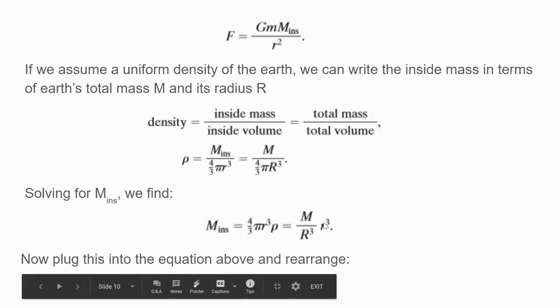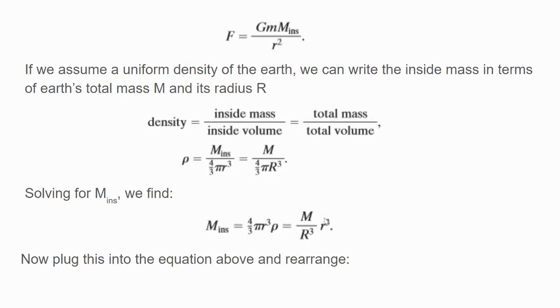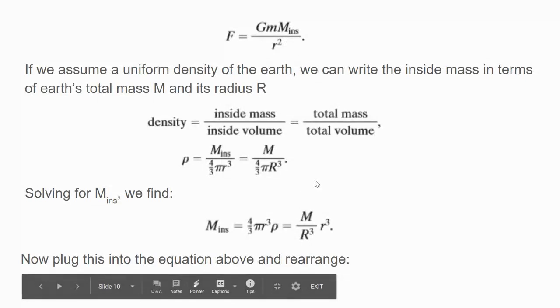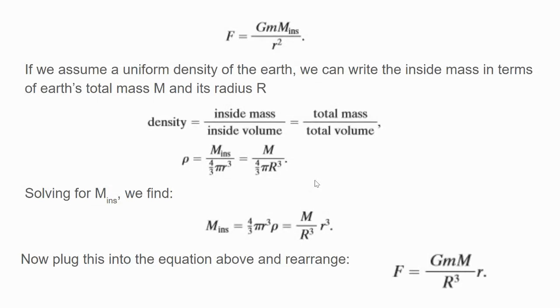Now what we can do is plug this equation into the equation above. So this right here, we're going to plug in for the inside mass. And if we plug that in for our inside mass and rearrange a little bit, we end up getting this equation, which is the force of gravity from that inside mass as that particle moves inward towards the center of the Earth. It is equal to big G, which is a constant, times the mass of the particle, which is also a constant, times the total mass of the Earth, which is a constant, divided by the radius of the Earth cubed. That big R is also a constant. And then this whole thing multiplied by little r.